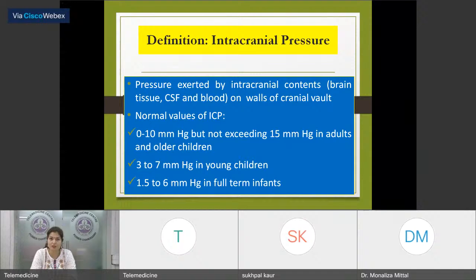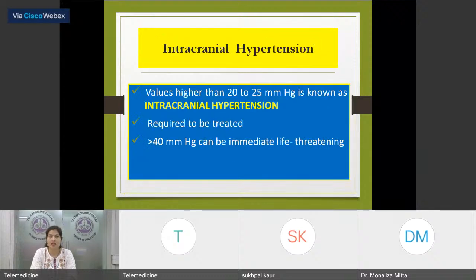If we talk about the normal range of ICP, it is 0 to 10 mm of Hg, acceptable up to 15 mm of Hg among adults and older children. It is 3 to 7 mm of Hg in young children and 1.5 to 6 mm of Hg in full-term infants. Now, what is intracranial hypertension? When ICP exceeds the normal limit, it becomes intracranial hypertension. Values higher than 20 to 25 mm of Hg are known as intracranial hypertension and need to be treated, and more than 40 mm of Hg can be an immediately life-threatening situation.